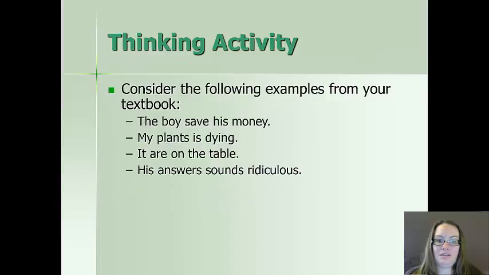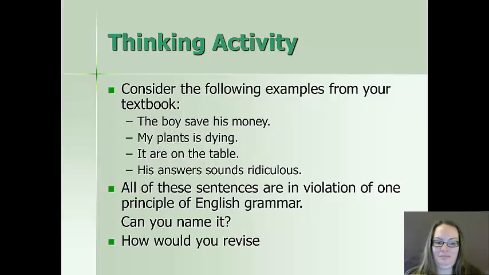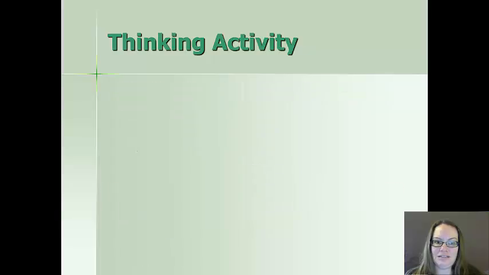To begin with, I want you to think about these examples from our textbook. The boy saved his money. My plant is dying. It are on the table. His answers sound ridiculous. These are all violations of one principle of English grammar. Okay, can you name the principle? How would you revise those sentences?